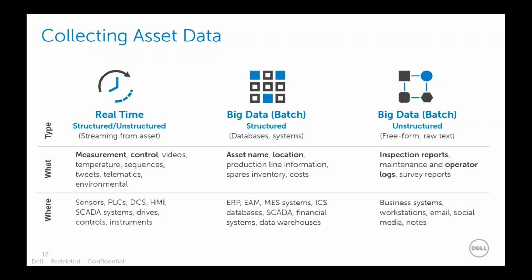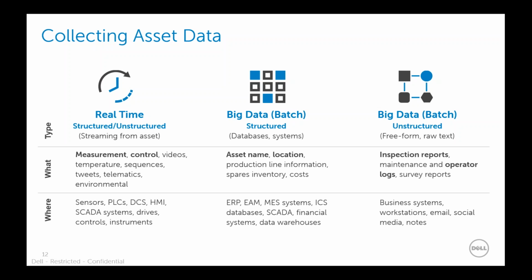So before I jump right into our blueprint, I really want to talk about the kind of data that you're going to be collecting that's out there. There are 3 different types of data. One is real-time structured data. That's the data that you collect from the PLCs, the HMIs. It could be video cameras, it could be telematics. But that's data that's streaming from the assets or the sensors.